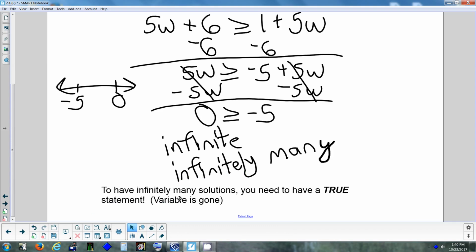So if you want to write this down, you can. When the variable's gone, whatever you have left for numbers and the sign, if it's a true statement when you read it, and you say, okay, yeah, 0 is greater than or equal to -5, yes, that is true. That works. So you can plug in any number for W, and you get a solution that will work. That's what that means. So infinitely many has to be a true statement. If it's not true, then we'll talk about that in a second.